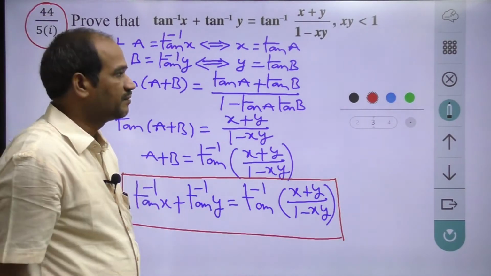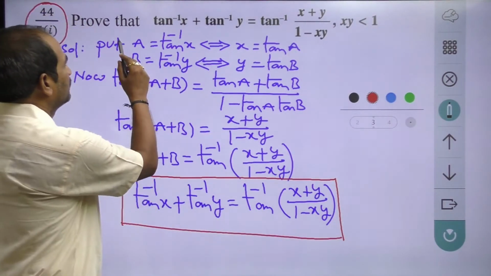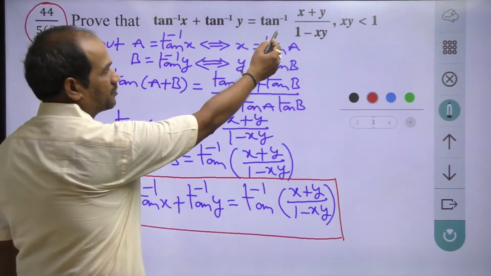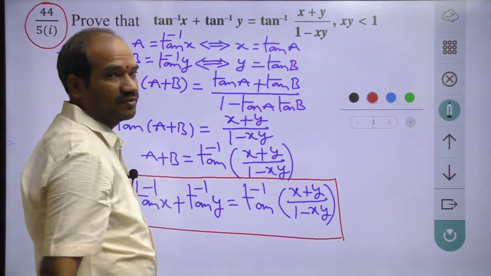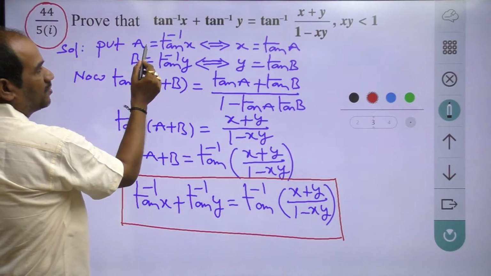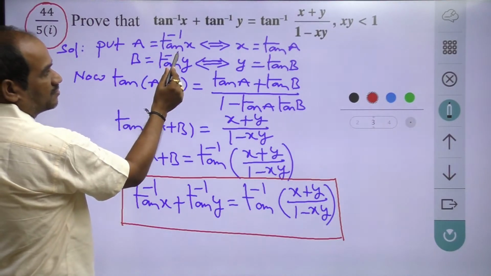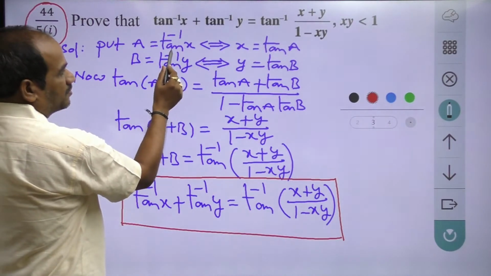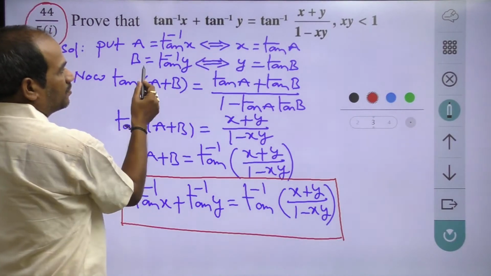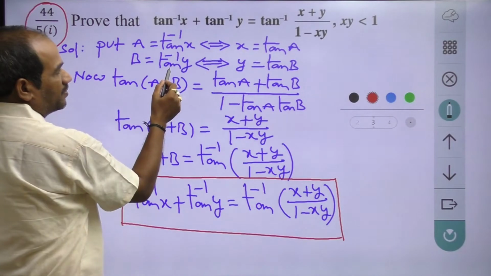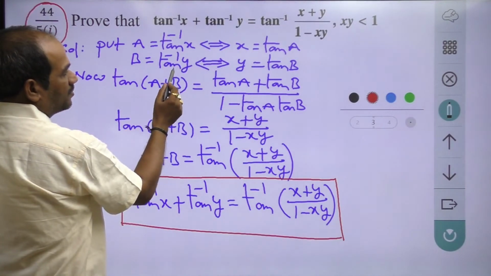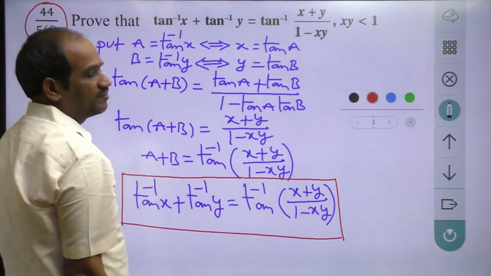One more time. See here in this question, prove that tan inverse x plus tan inverse of y is equal to tan inverse of x plus y by 1 minus xy. So here put a is equal to tan inverse x. So if and only if x is equal to tan a. Next tan inverse of y is equal to b. Okay, this value a, this value b. So if and only if y is equal to tan of b.